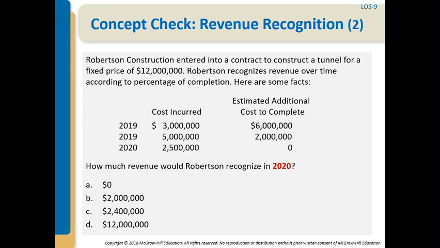All right, next, same basic deal. How much revenue would Robertson recognize in 2020? Well, let's see here. What have they recognized so far? 9.6 million, so 2.4 million. 12 million minus what they've already billed.